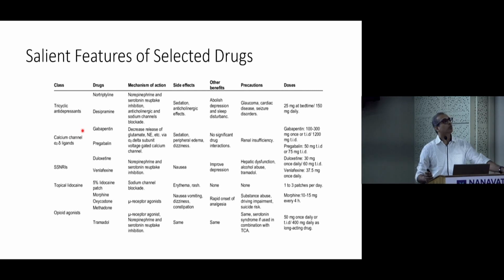Lidocaine patches are used in patients with focal neuropathic pain. Say, for example, post-herpetic neuralgia, it works very well. It should be used for 12 hours on and 12 hours off. You can use it for about 3 to 4 weeks.